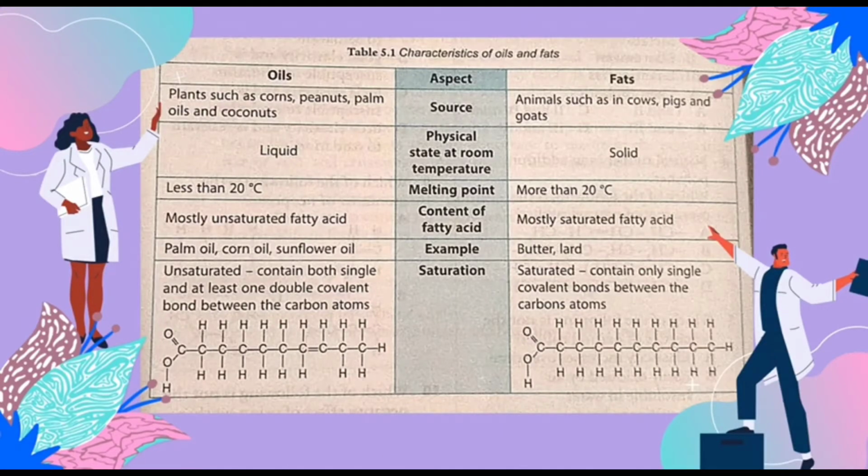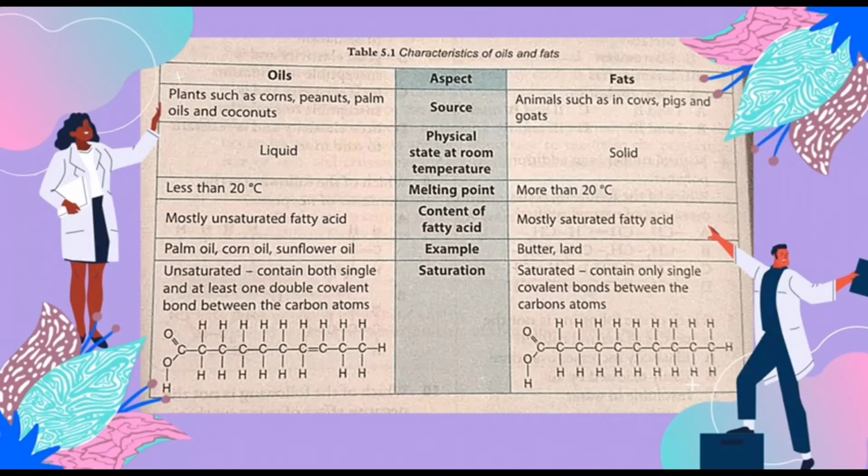In this slide, we are going to talk about the characteristics or the difference of oils and fats. You may refer to the table shown. For oils, the source is from plants such as corn, peanuts, palm oils, and coconuts. The physical state is liquid. The melting point is low because it is less than 20 degrees Celsius.